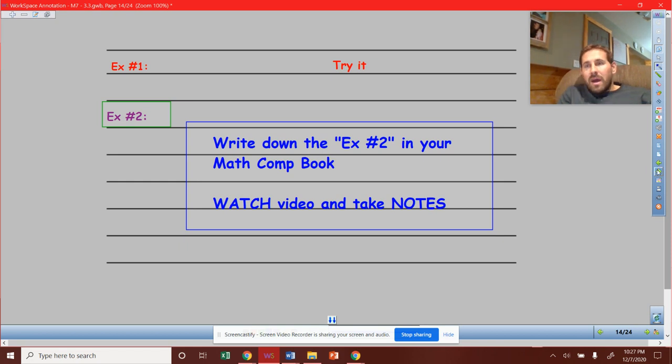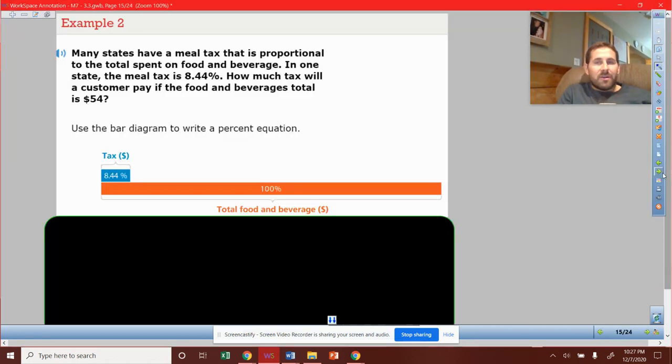As I mentioned, this is the second day of us doing this lesson, so we're jumping right at example number 2. We did solve it in example 1 yesterday with your partner. So now, example 2: many states have a meal tax that is proportional to the total spent on food and beverages. In one state, the meal tax is 8.44%. How much tax will a customer pay if the food and beverage total is $54?